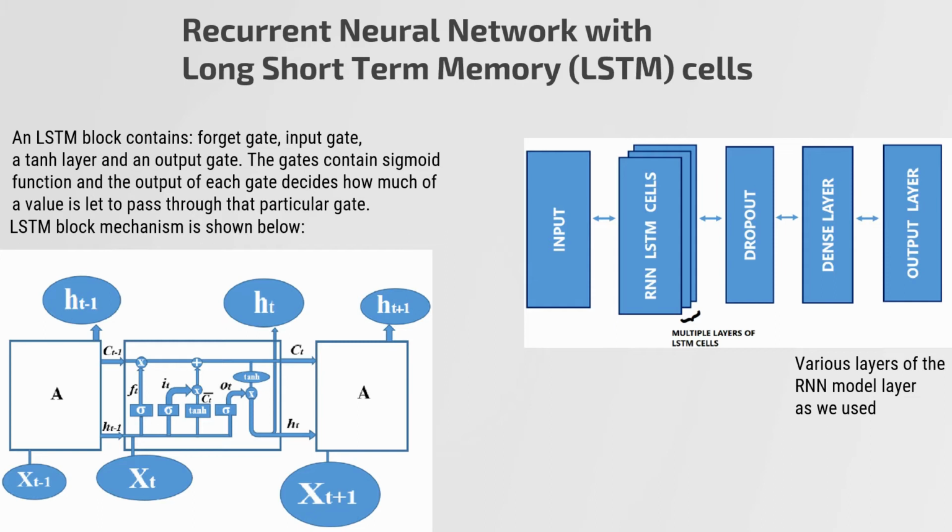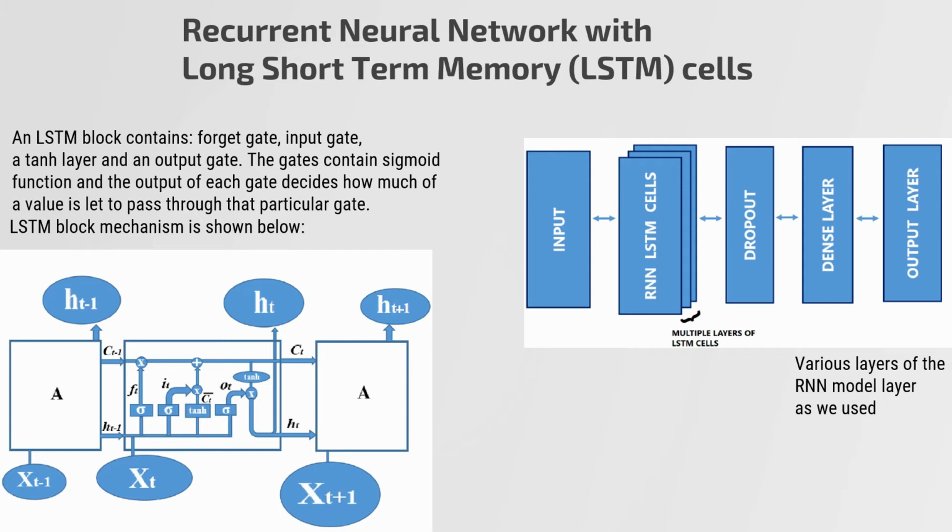So eventually we will be getting only the information that is necessary and not the ones which are not. It is explained in greater detail in our research paper, which will be published and will be available to view. On the right hand side, we can see how we have designed the entire architecture of the recurrent neural network model.